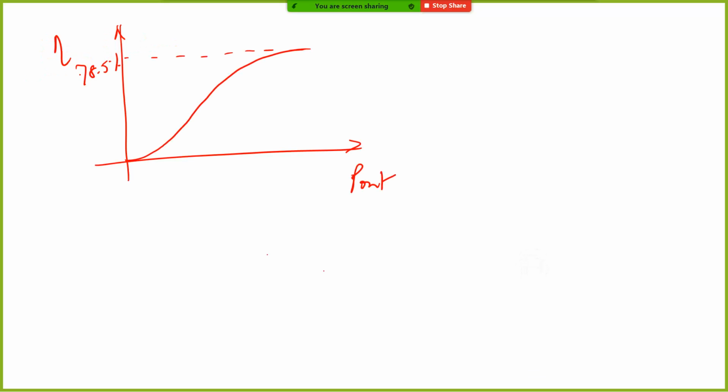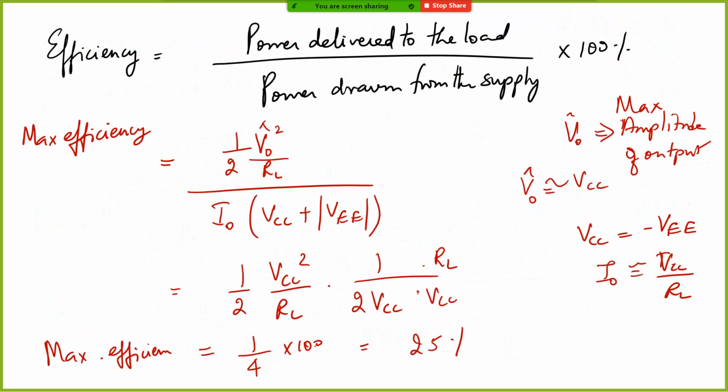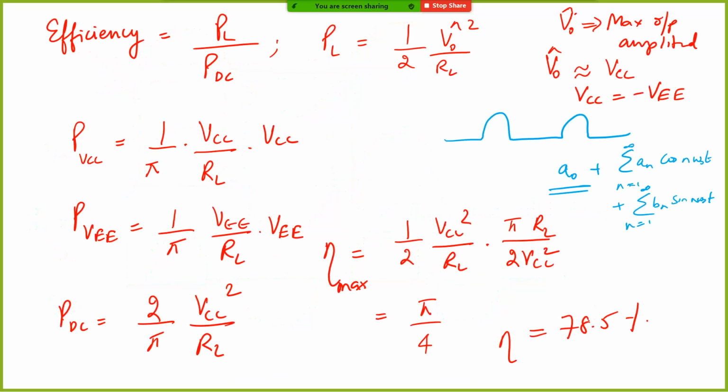Okay. Now here in class A, we can say that Q1 was conducting for all cycles, or in other words, for 360 degrees of the input phase. Right? That is to say, I'm just going back to the class A power amplifier. Here you can see that Q1 is basically conducting for the entire cycle of the sine wave. Okay, for the entire 360 degrees of your sine phase, it is basically conducting, right?